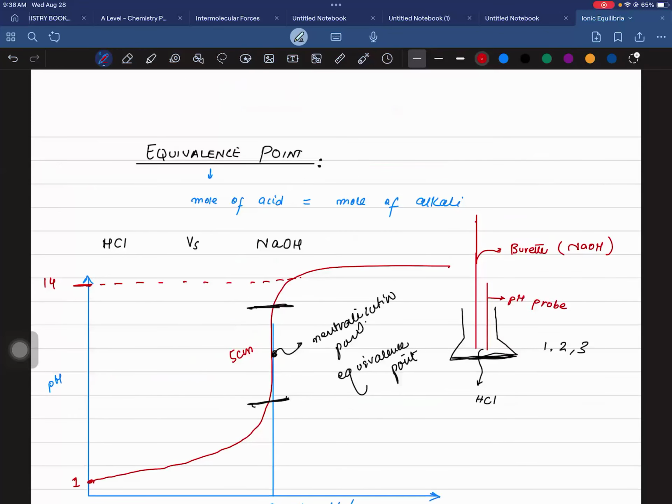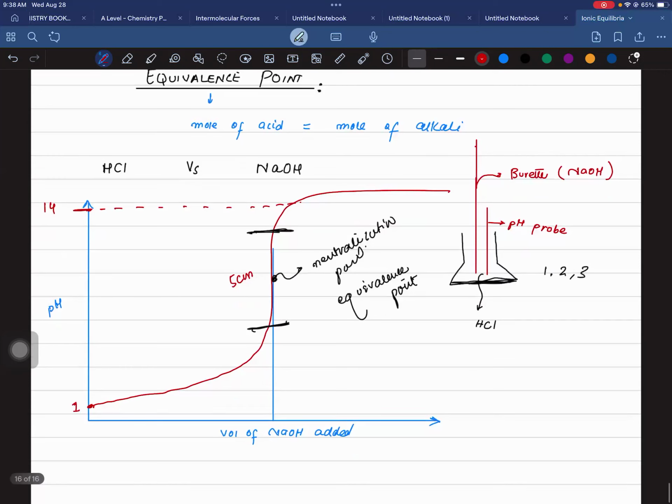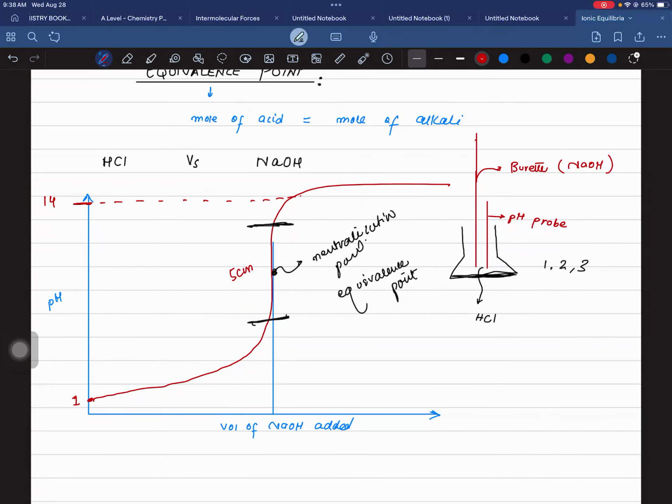So this graph is of strong acid versus strong alkali. We have 4 types of titration: a strong acid versus a strong base, a strong acid versus a weak base, a weak acid versus a strong base, and a weak acid versus a weak base. So this is one of the titrations, in which I have done the strong acid with a strong alkali. I would see this type of curve if you have a strong acid and a strong alkali.